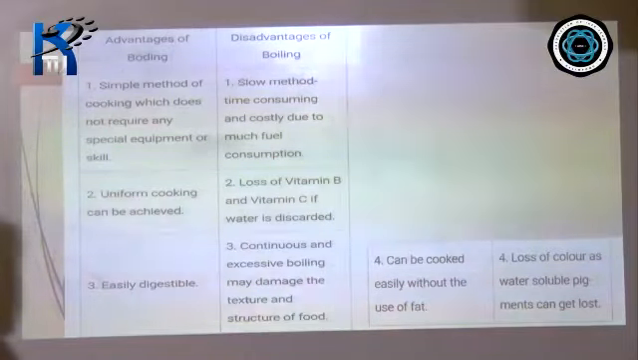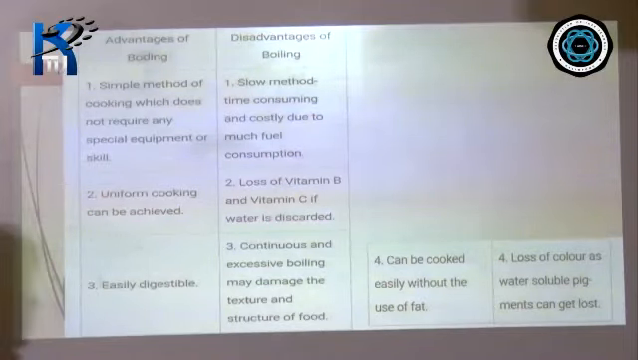It is a slow method and hence consumes a lot of fuel. There is loss of vitamin B and C because we discard the water after boiling, and too much of continuous and excessive boiling damages the structure of the food and its texture.